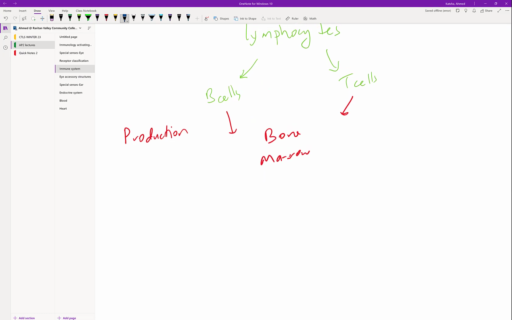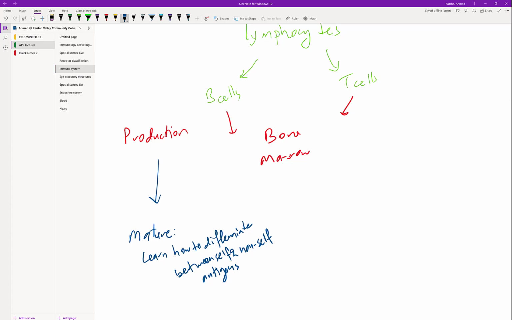But after production, they need to mature. What does mature mean? It means learn how to differentiate between self and non-self antigens. Because the whole adaptive immune system is about this, recognizing the self and non-self antigens. If it is a self antigen, they will leave the cell alone. If it's non-self, that means this cell needs to be taken down.